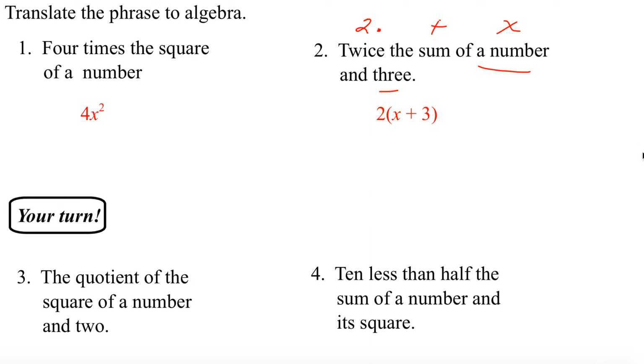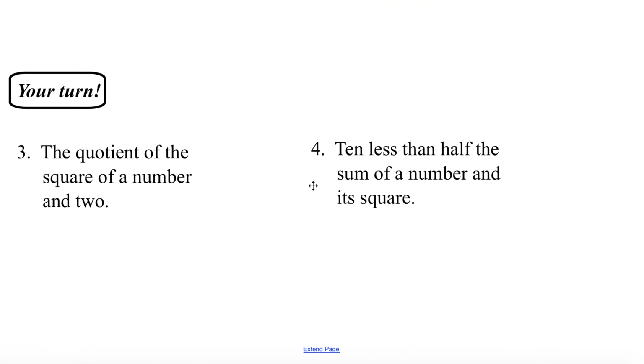So here's 2 for you to try. You can pause the video or you can do these at the end of the video. The quotient of the square of a number and 2, and 10 less than half the sum of a number and its square. Try those on your own. We can talk about those in class.